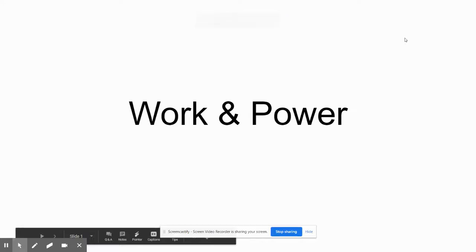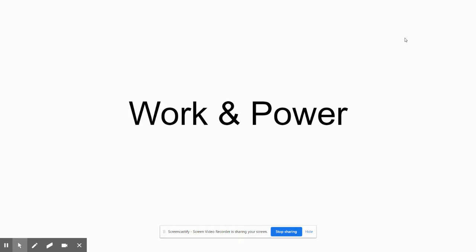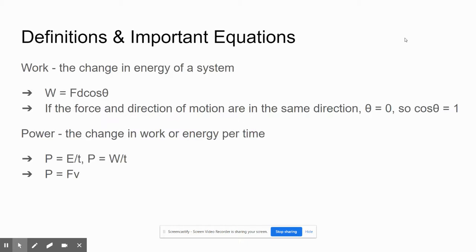Good morning. I want to give you guys some additional information on work and power and do an example problem with you in order to help us out with an activity we're going to do today. So let's get started. First thing we want is some definitions and important equations.